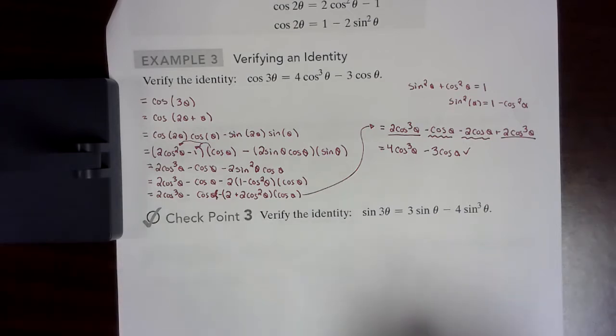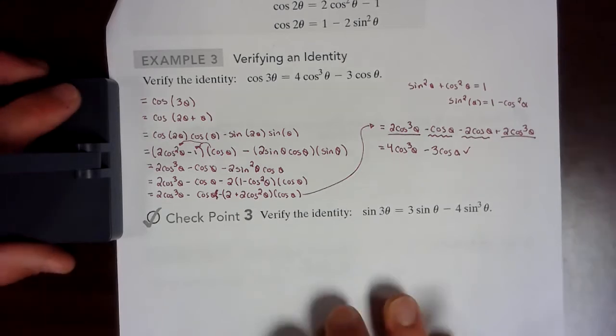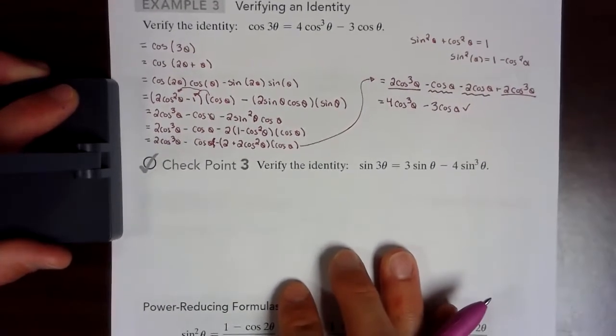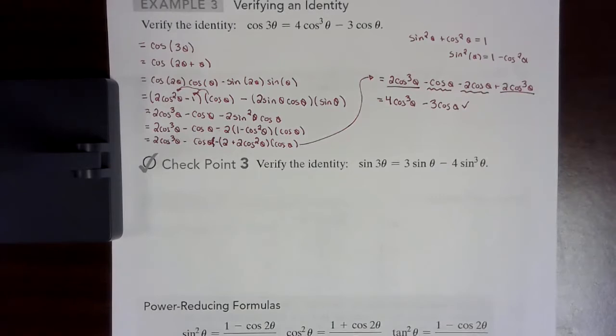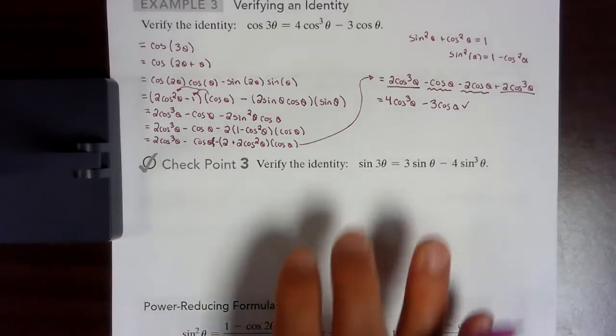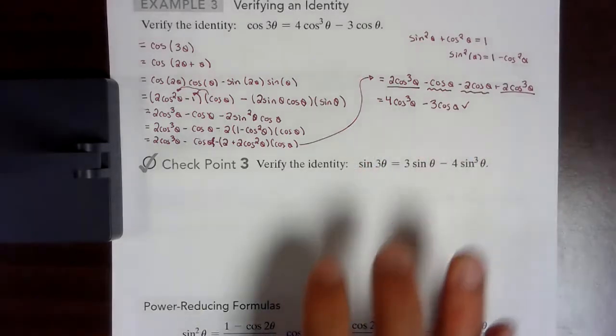All right, so I do want you to try checkpoint 3. If you get stuck, go ahead and unpause and see what I have. But at the very least, I want you to try, and who knows, maybe you'll find a way that works. Maybe it might be different than mine. Maybe it might be exactly as mine. So go ahead and hit pause and work through and verify the identity of sine 3 of theta. You will start with the left-hand side here.